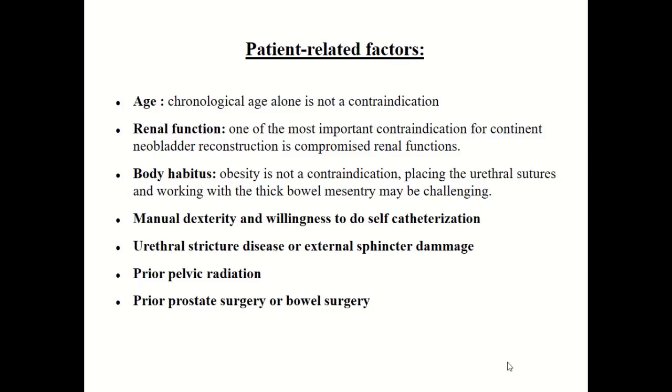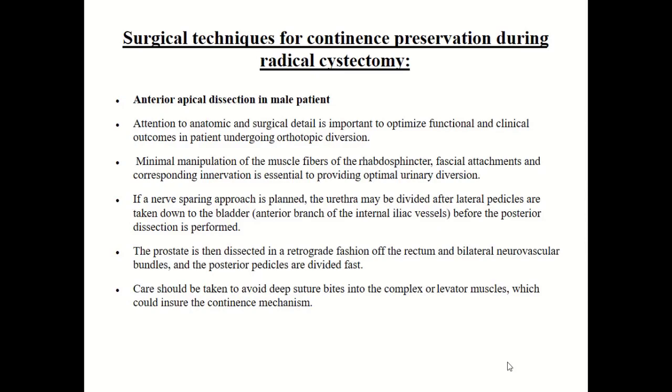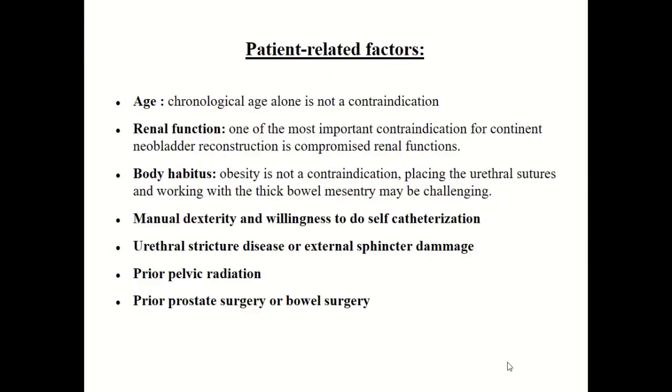Urethral stenosis disease, external sphincter damage, prior pelvic radiation, prior prostatic surgery or bowel surgery are other concerns. There will be a small amount of gut available to reconstruct the orthotopic bladder. And we have to select patients who have clear disease which is confined to the bladder as well, because later, as we discussed with Dr. Asad, these patients, if they have positive margins, will need radiation later.